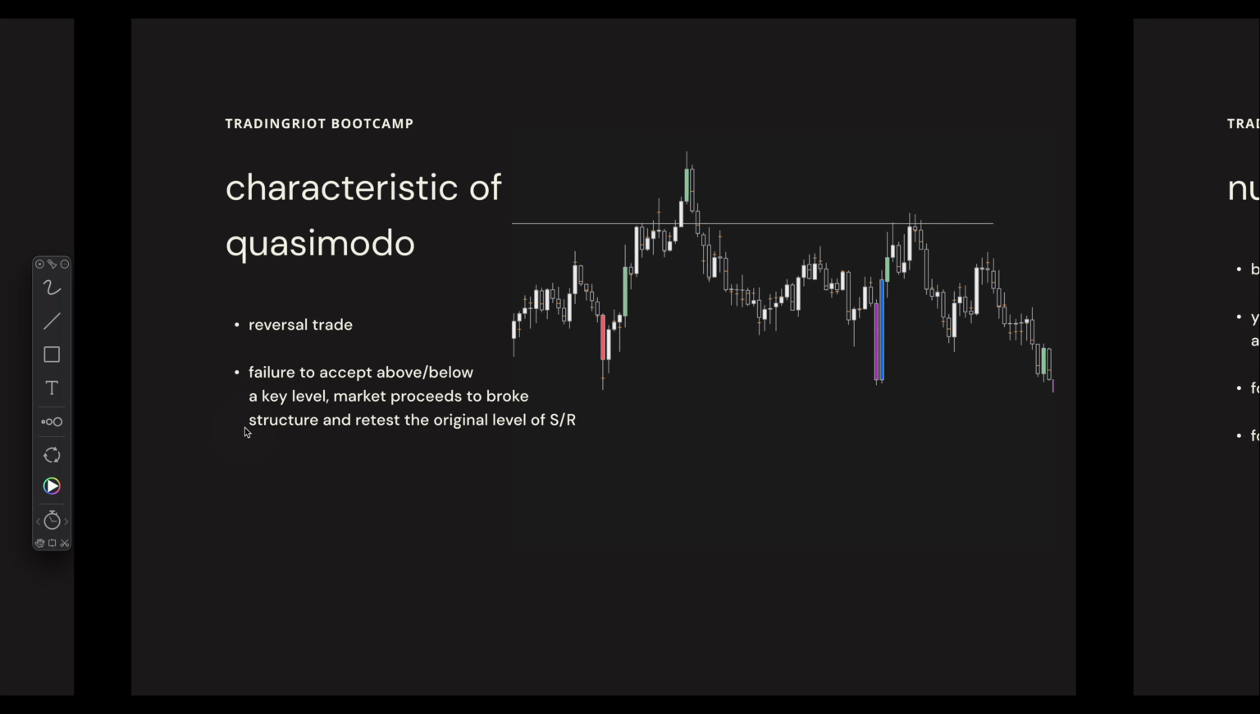It's basically a failure to accept above or below a key level. Market proceeds to break structure and retest the original level of SR. This is a similar thing as with the V reversals by themselves. For a QM you really want to see this break of the structure, because market can fail below this low but essentially hold this level here and continue. So once the market structure here is broken, you want to be looking at the retest of this original level.